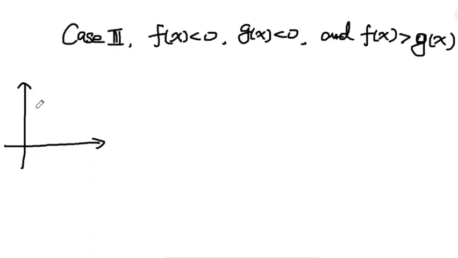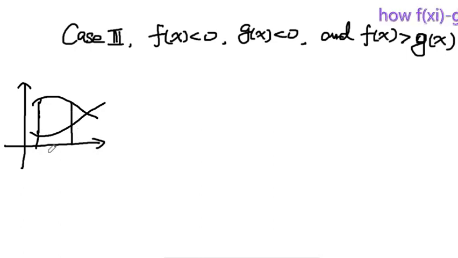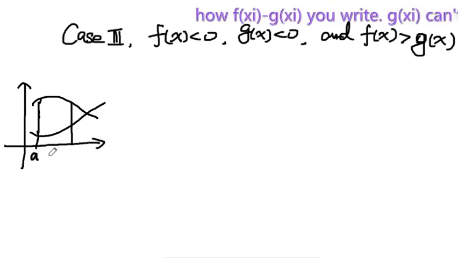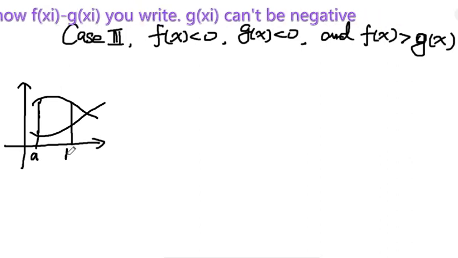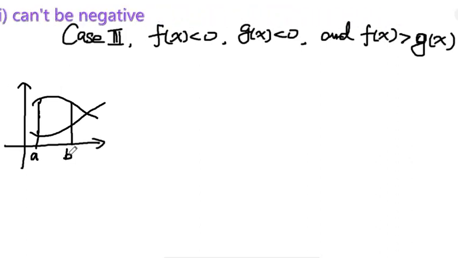So the first case is f and g looking like this, from a to b. G can't be negative? G can be negative. Why? I just saw one question from Damu.